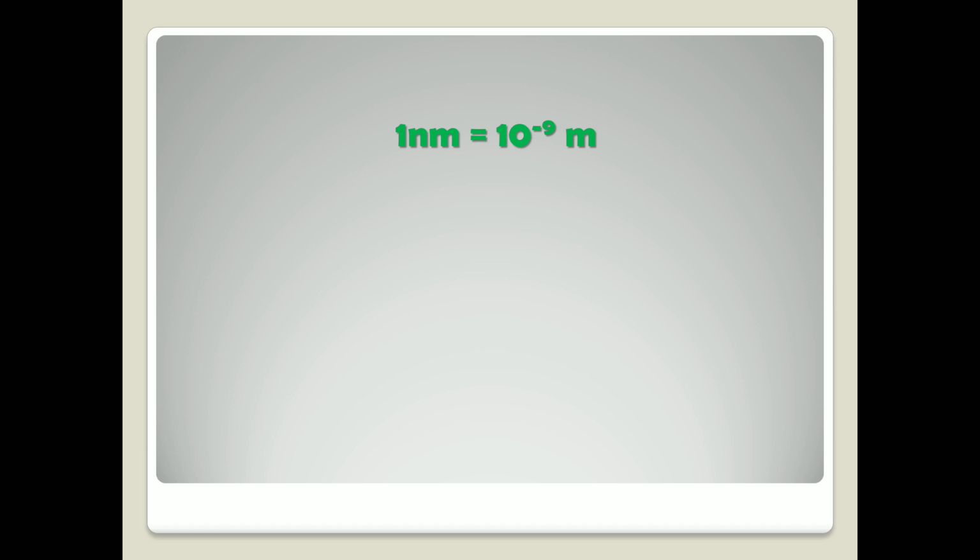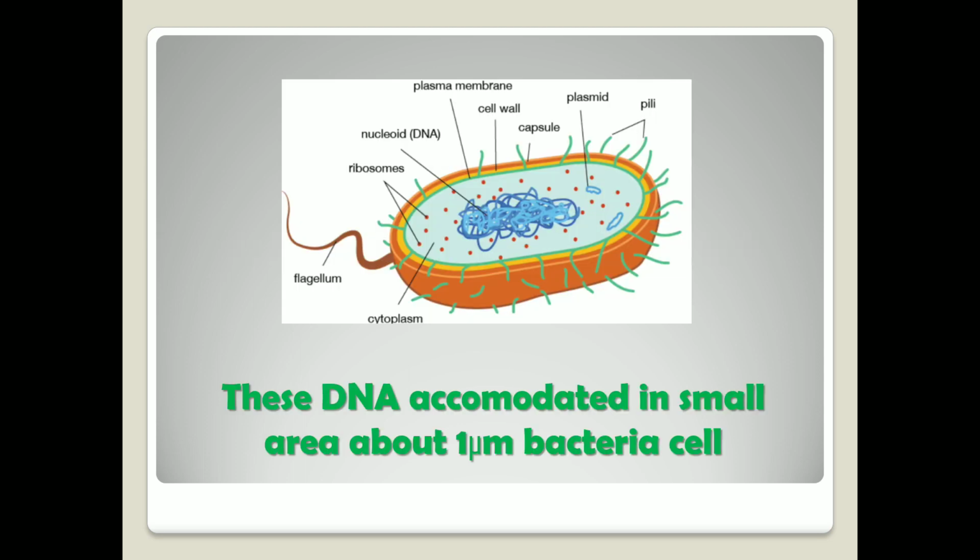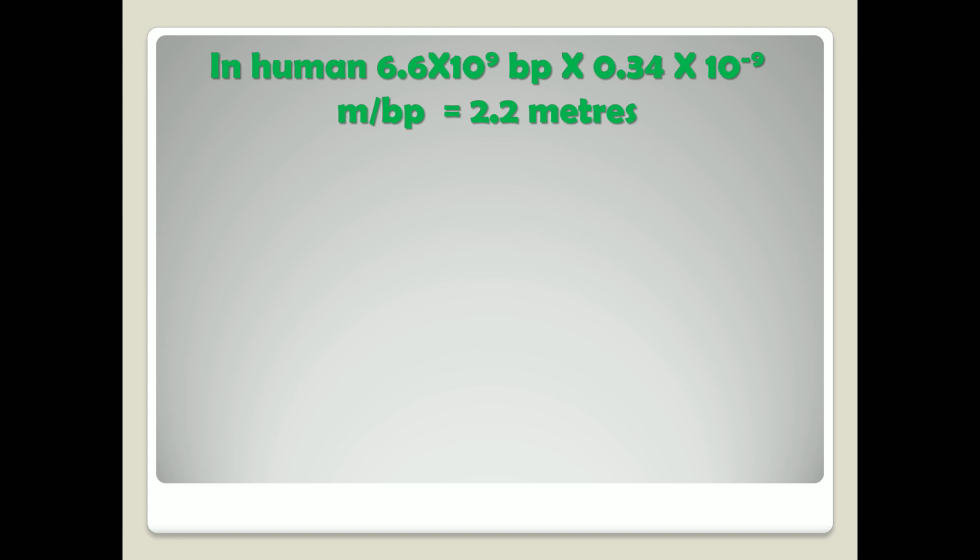1 nanometer is equal to 10 to the power of minus 9 meters. Based on this, when we calculate the length of DNA in E. coli, it is equal to 1.36 mm. This DNA is accommodated in a small area of about 1 micron in the bacterial cell. Similarly, in a human being, when we calculate the length of DNA, it is equal to 2.2 meters.